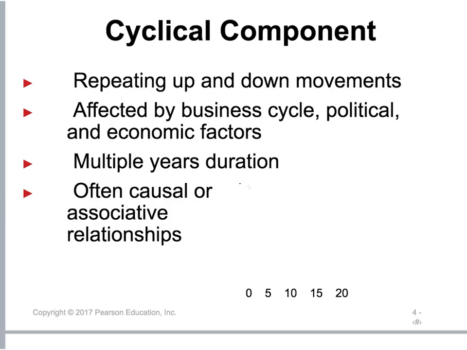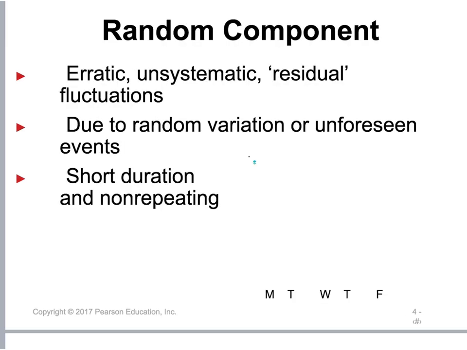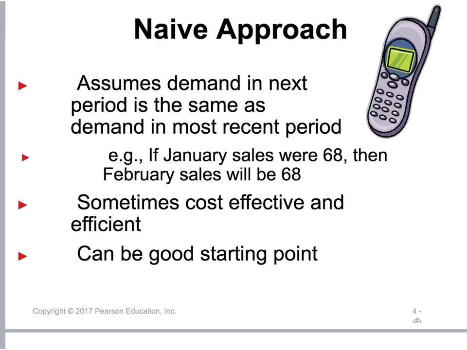Cyclical is up and down movements. Cyclicality is impacted by any kind of business cycle, political and economic factors. It could be multiple years in duration. And the random component is erratic, unsystematic residual fluctuations, right? And it's short in duration and non-repeating. It's not predictable. So let's start with the different approaches.